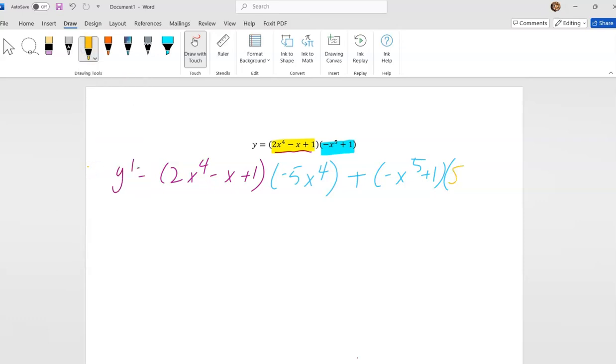So now I'm going to get 8x to the 3 because I brought the 4 down. 4 times 2 is 8, subtracted 1, and then a negative 1 because the 1 there also goes away. So you'll notice here that really you're doing two pairs. You're doing the original and the derivative of the other, and then reversing it. Addition and multiplication are commutative. The order you do it in doesn't really matter.